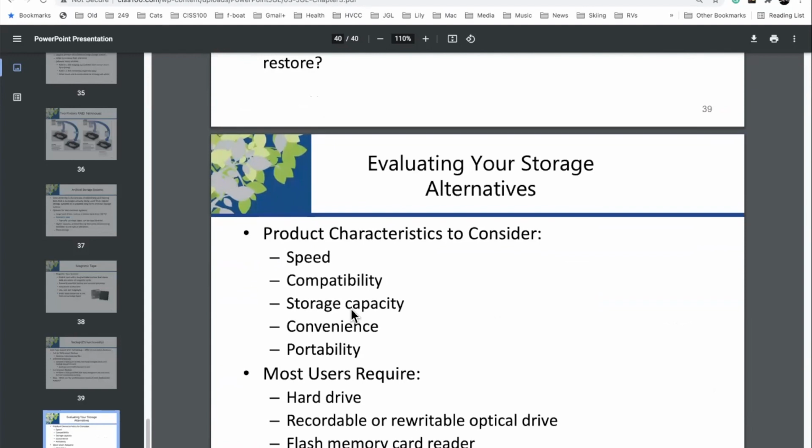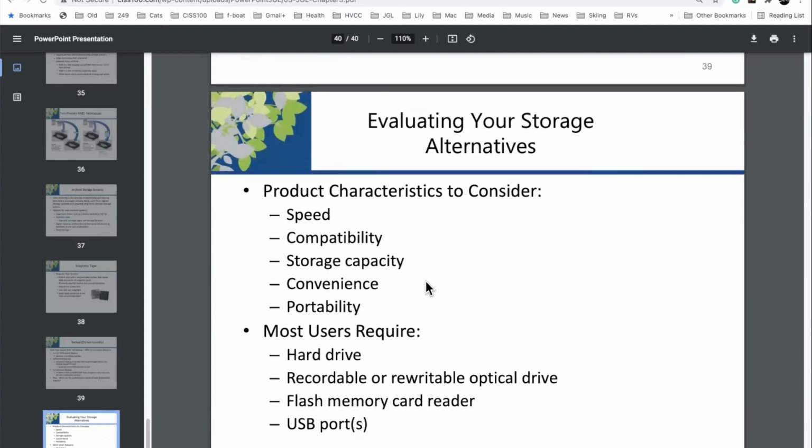Okay, so we know this. This was introduced on the first slide. How do we select? Well, it's based on speed, compatibility, storage capacity, convenience, portability, and cost, which the textbook leaves out. Okay, I'm going to change my share here. And now we're going to take a look at some things that are kind of beyond the scope of the textbook, but are very important.